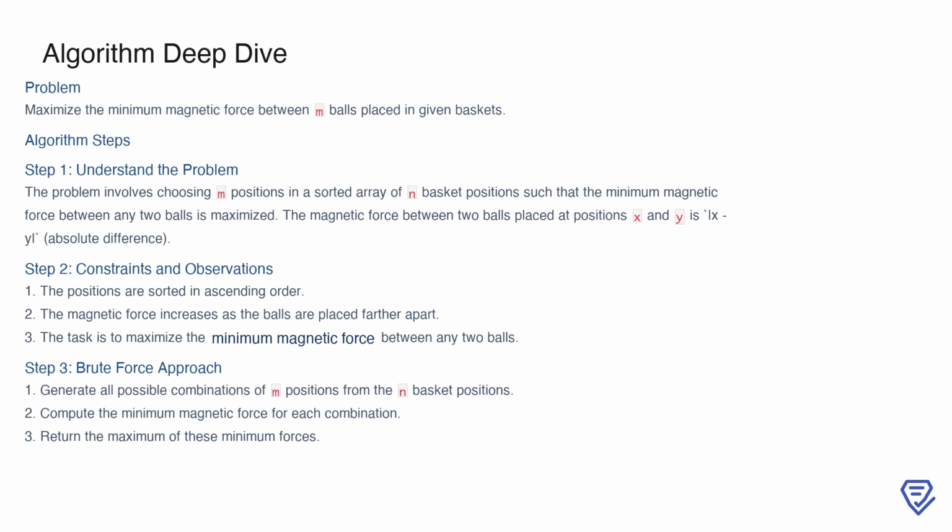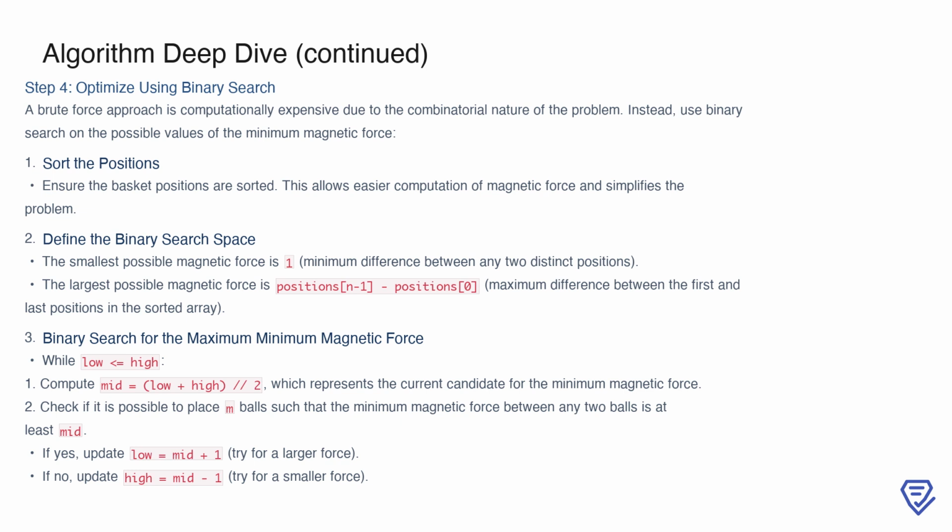However, this is computationally expensive, and we need a more efficient approach for larger inputs. To solve this problem efficiently, we can optimize the process using binary search. First, we ensure that the basket positions are sorted, which simplifies calculations and ensures we can focus on distances without worrying about order. Then, we define the search space for the minimum magnetic force.